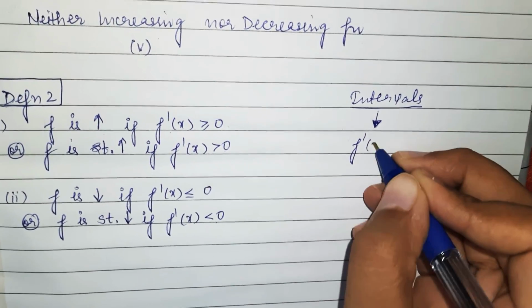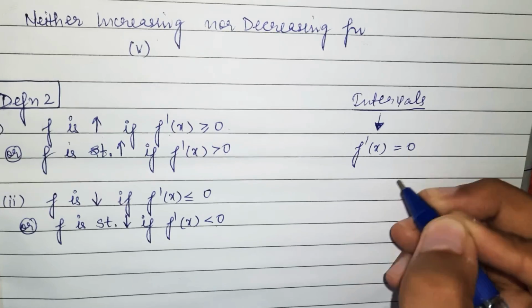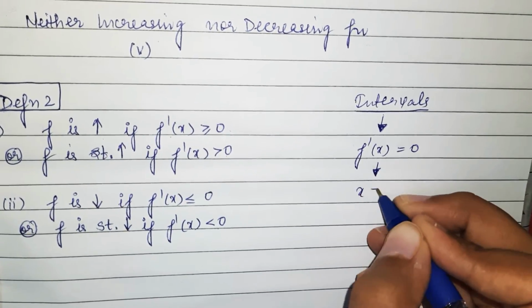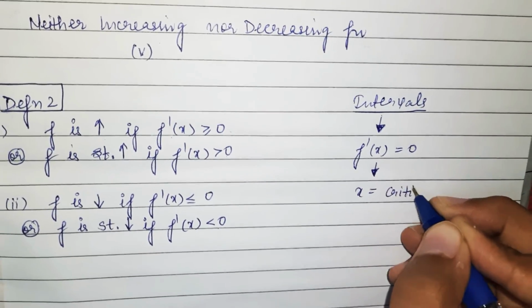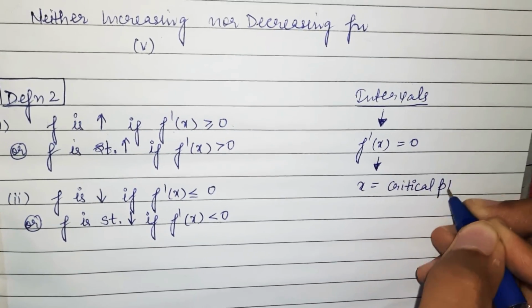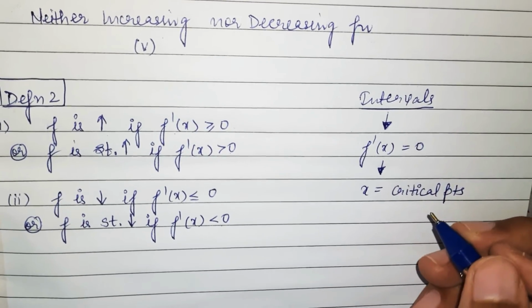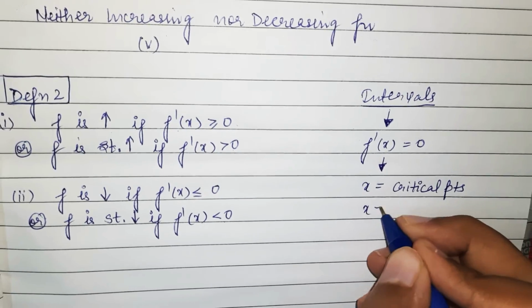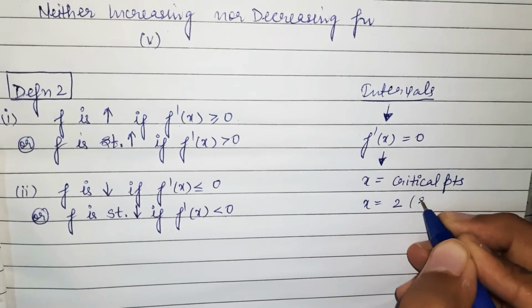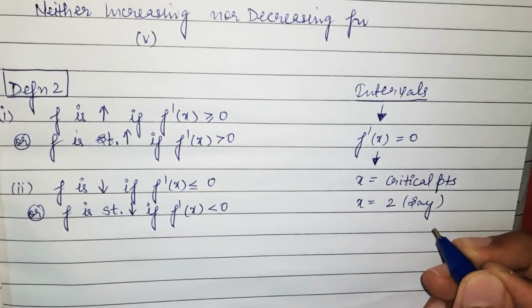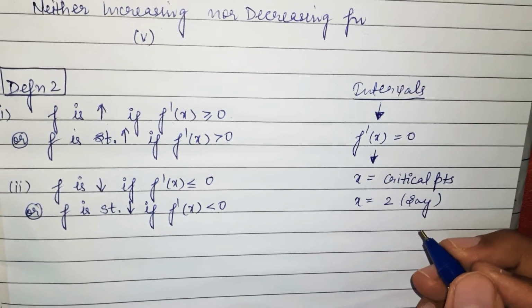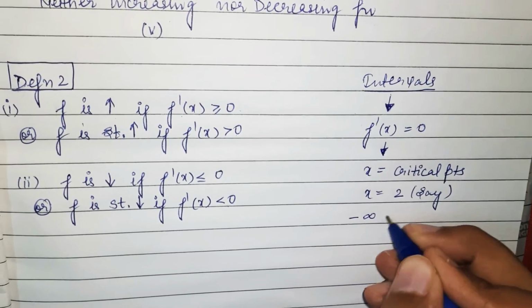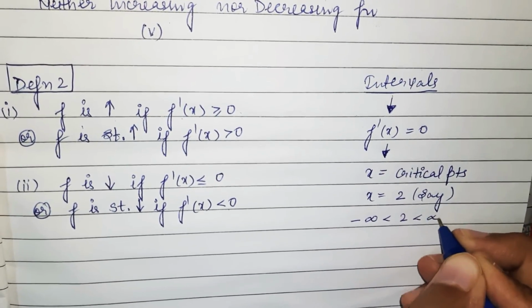You need to equate f dash x to 0. After equating, you will get the values of x, which are called critical points. And whenever you get the critical points, maybe the interval is given to you, sometimes the interval is not given. Let's suppose I am getting x as 2 and I want to check at which intervals the function is increasing or decreasing. Let's suppose the real line lies between this and this.